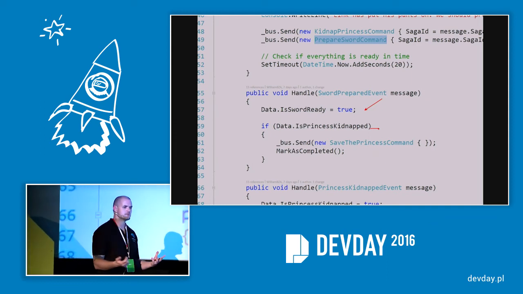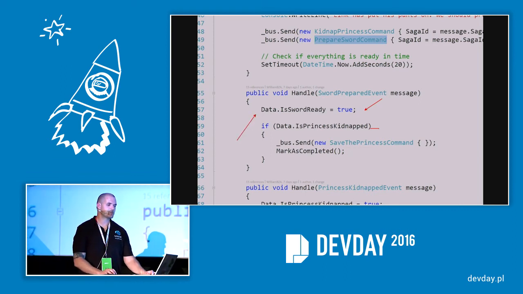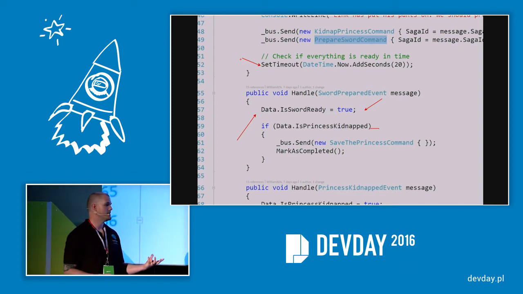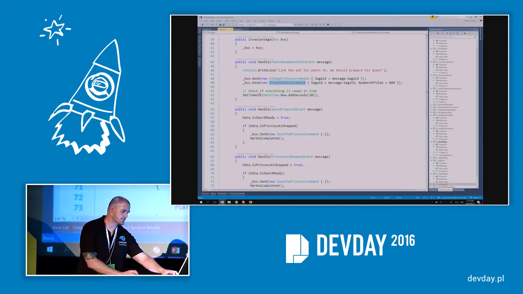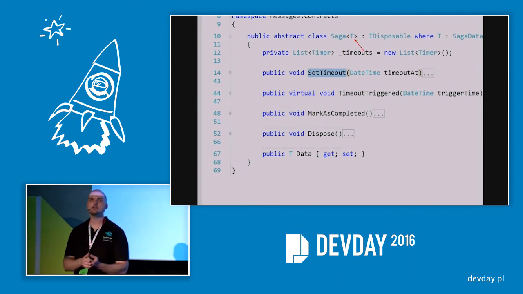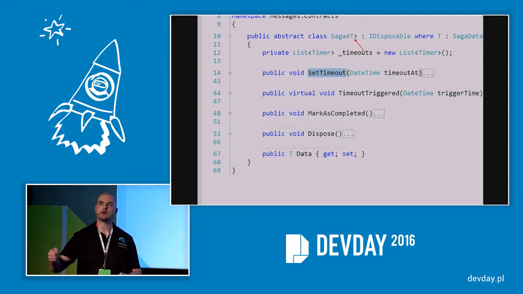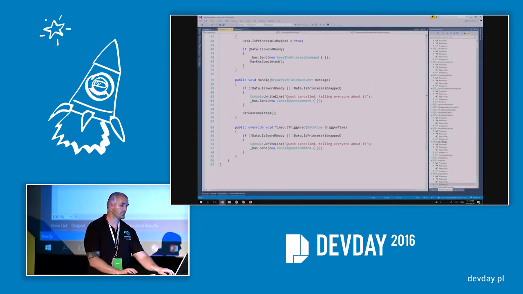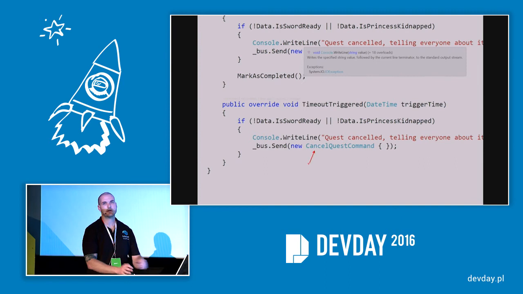But I've just kind of glibly glossed over this data property. So data and set timeout are two very powerful concepts in a Saga, or in our implementation of a Saga here. Where do they come from? So set timeout comes from this abstract class Saga of T. Set timeout says, in a month's time, in a week's time, trigger a timeout so that I can check what is the current state, what has happened since the last time I had a piece of code run, has anything changed? So if the princess hasn't been kidnapped within 20 minutes, or the sword hasn't been prepared within 20 minutes of the initial start, I know that we're not going to be ready for the quest, so we need to cancel the whole quest and we'll try again tomorrow.